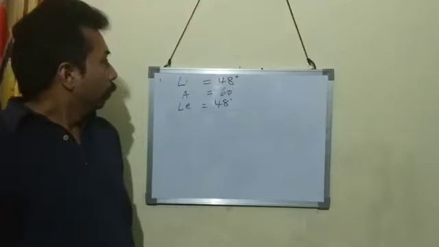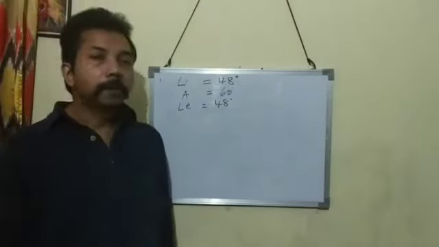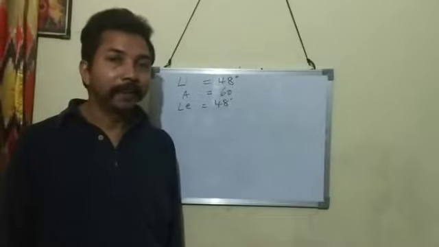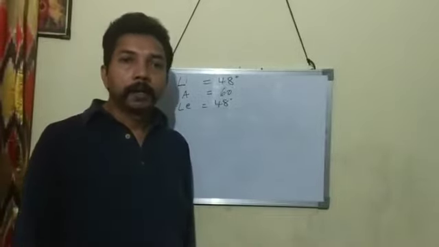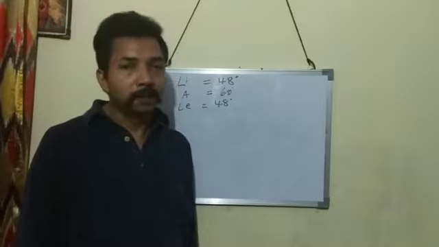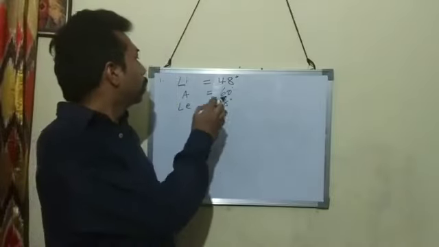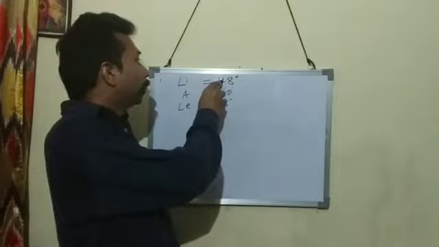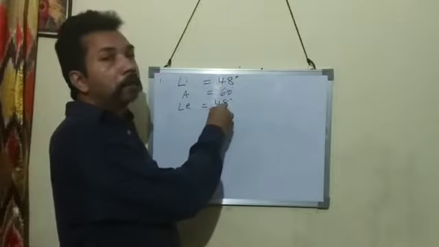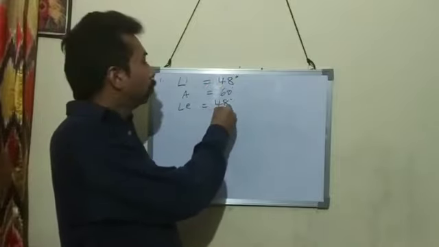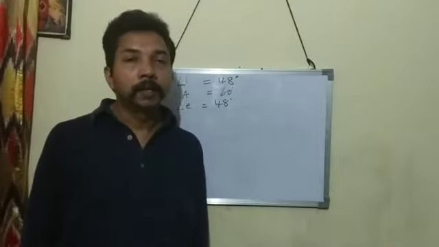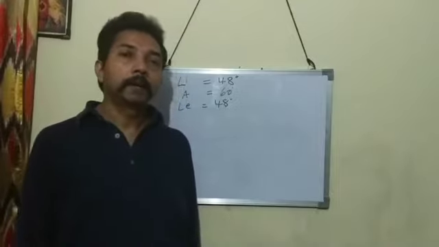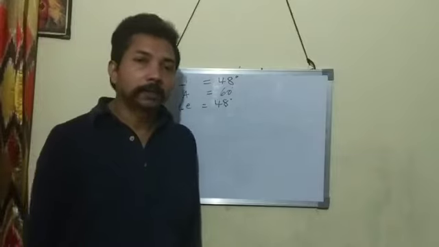The first question: angle of incidence is given as 48 degree, and at this position the ray of light suffers minimum deviation. It is given that at minimum deviation position, angle of incidence is equal to angle of emergence, which is also equal to 48 degree, and the angle of the prism is given as 60 degree. We have to find the angle of minimum deviation.